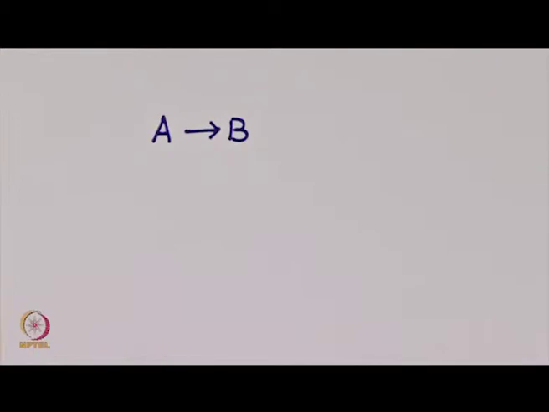There are several examples of this kind. For example, isomerization reactions, pentane to methyl butane, that is one example, L-alanine to D-alanine, that is another example. So, we can find several examples of the type A going to B.